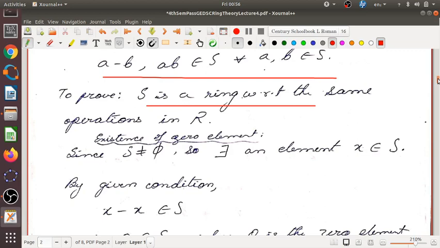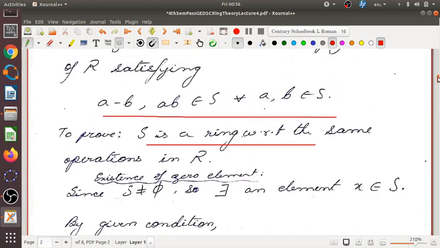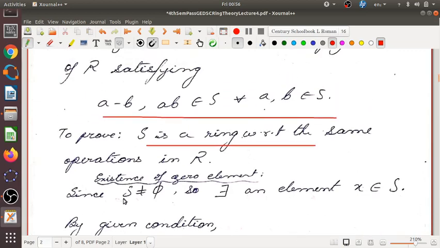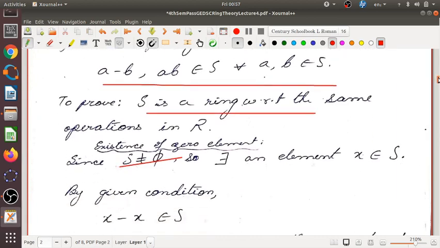Here we will start from the existence of the zero element. First we will show that the zero element belongs to S. S is already given to be non-empty, so since S is a ring, it should have the zero element. We can show it by the condition that S is a non-empty subset. It is given that S is non-empty, so there exists an element, say x belongs to S.